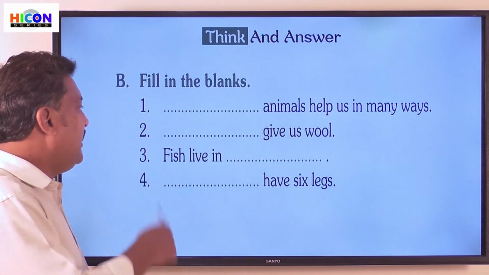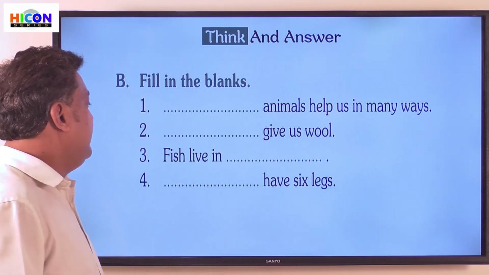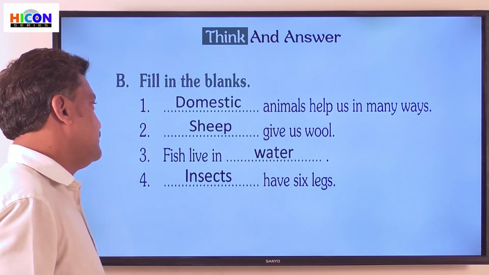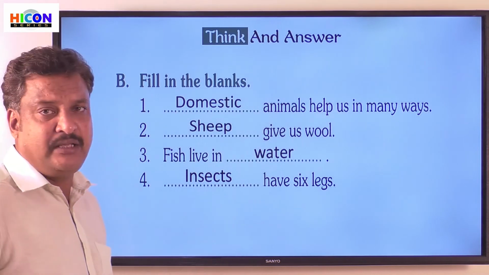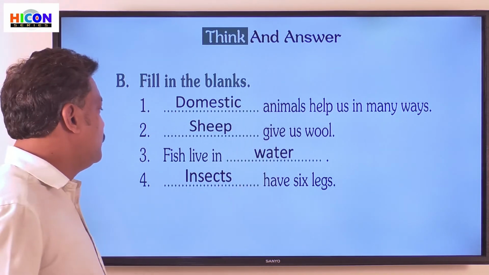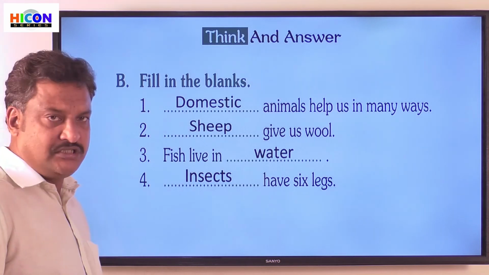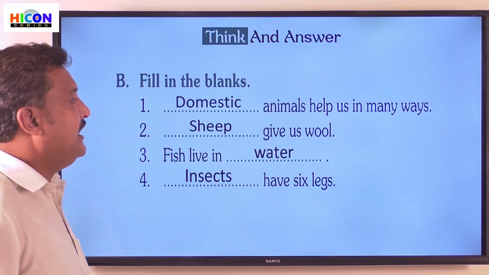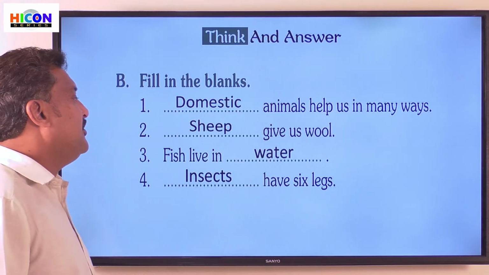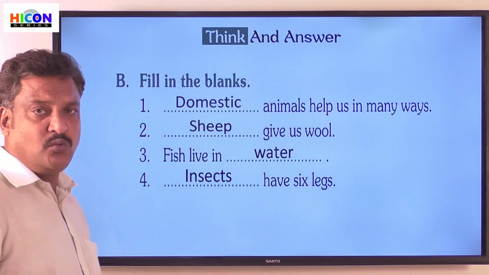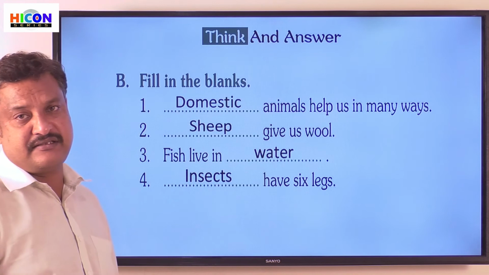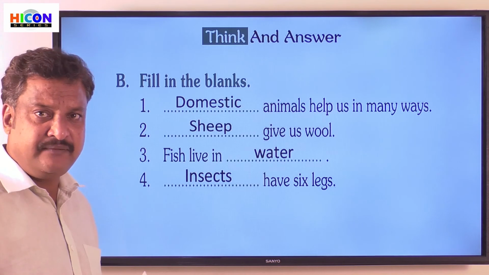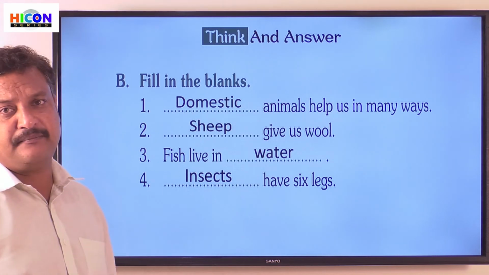Right? So now I will show the answers here and we will discuss them once again. Domestic animals help us in many ways. The sheep give us wool. Fish live in water. Insects have 6 legs. Okay. So now I'll keep the screen the same for another minute so that you can have a look at all these sentences once again.